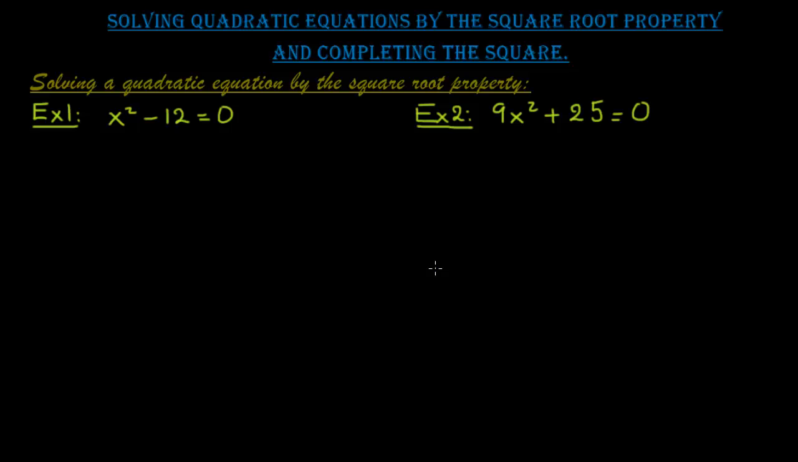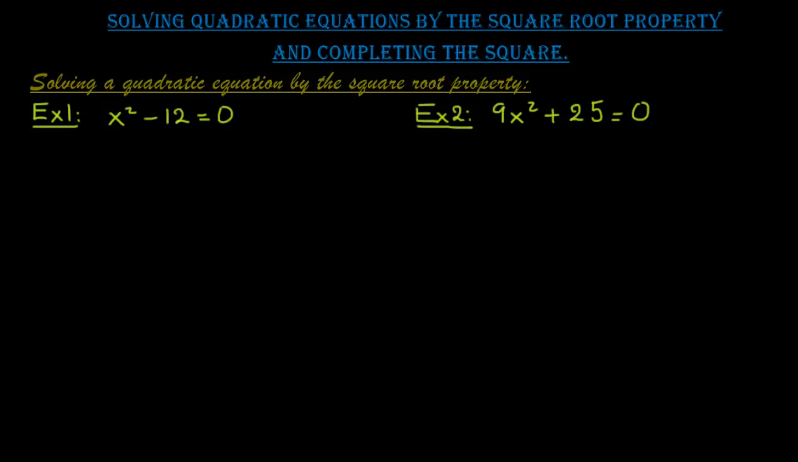Today we practice on solving quadratic equations by the square root property and completing the square. So first of all, let's talk about solving a quadratic equation by the square root property. In example 1, we have x squared minus 12 equal to 0. So we're going to solve for x.